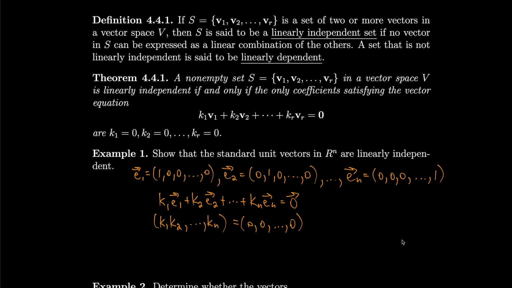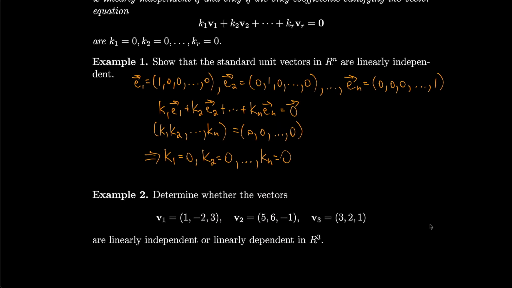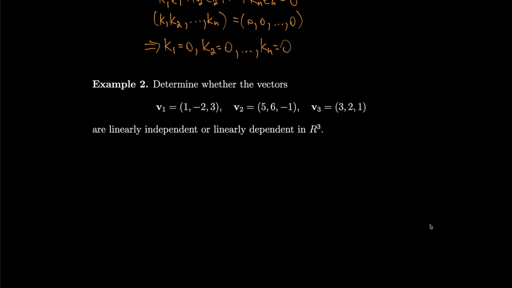And we can just equate the components now. Notice this implies that our first component k1 has to be 0. So k1 equals 0, and so on. k2 has to equal 0, and all the way through kn. So because the only coefficients that make this equation true are all 0, the standard unit vectors in Rn are linearly independent.